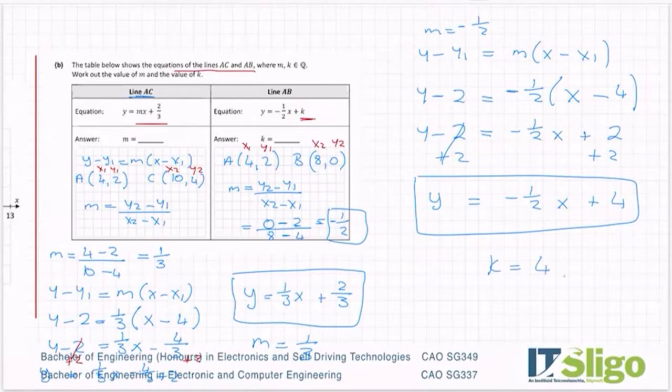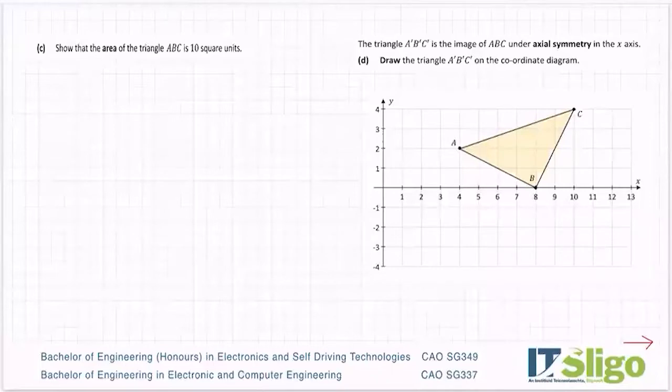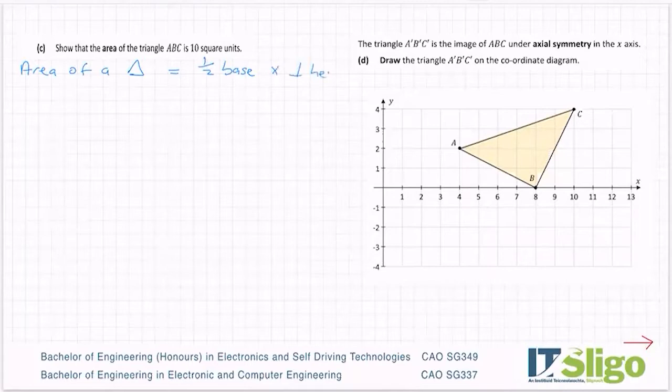Okay. So that was part B. So not the most straightforward, really does examine whether you can find the equation of a line. Okay, so the next part, show that the area of the triangle ABC is 10 square units. Okay, so area of a triangle. So it can be half the base by the perpendicular height. Okay, that works.